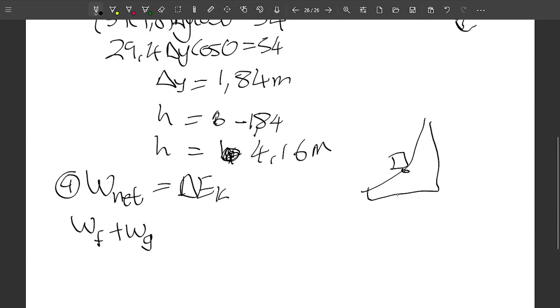Things like normal force and FG perpendicular are cancelling each other out, so we don't need to worry about them. So it's pretty much only these two forces. We've got friction trying to pull it back, and we've got FG trying to pull it down the slope. So that's basically what we have, and this is equal to delta EK.